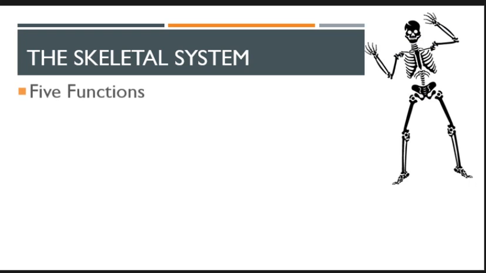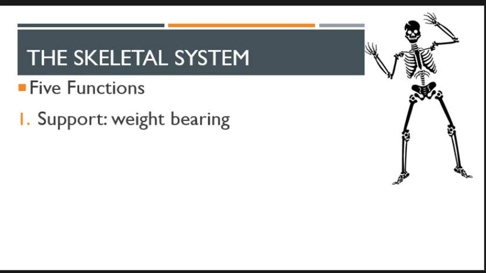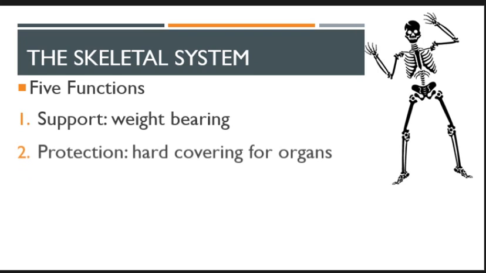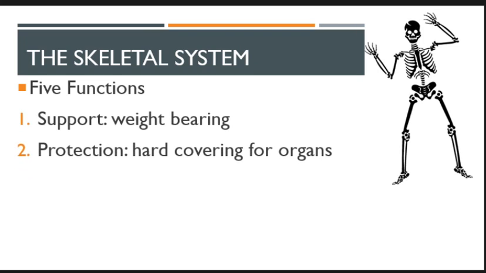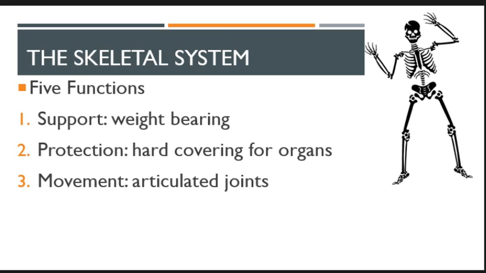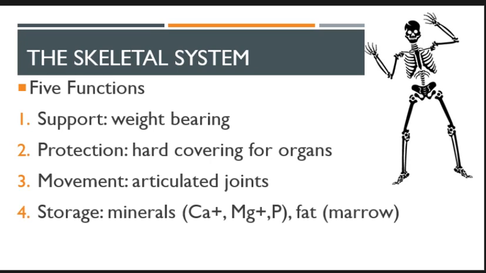The skeletal system has 5 functions. We have a box for the 5 functions of the skeletal system. Number 1, support, weight bearing. They hold us in place. Number 2, protection, they're a hard covering for our organs. Our skull is protecting our brain. Number 3, movement, we have articulated joints. That's joints that can move. So we have movement.